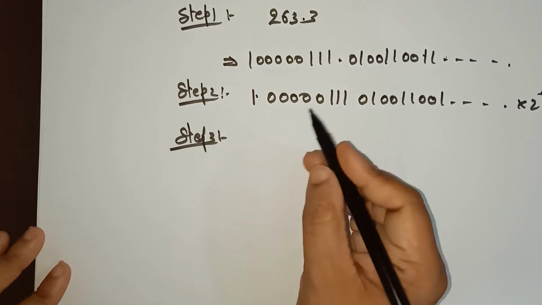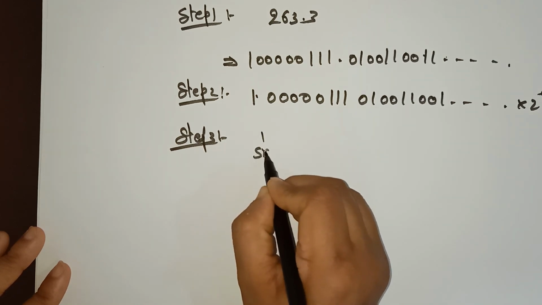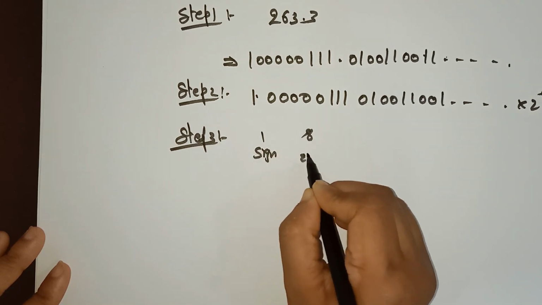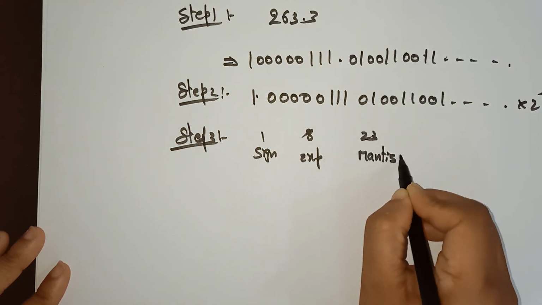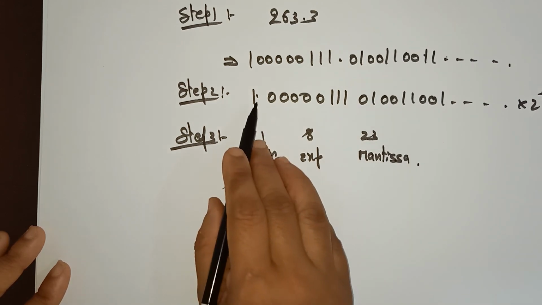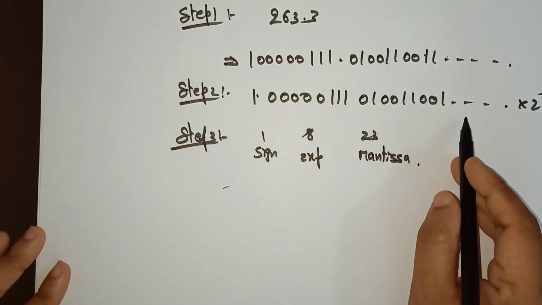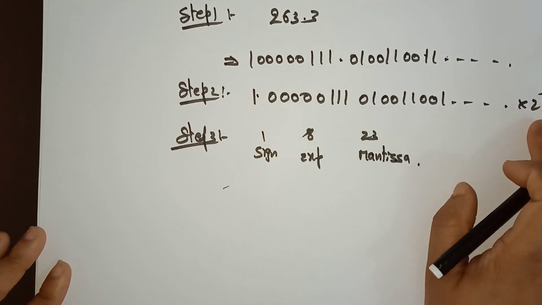Step 3 is to convert into single precision format. What is the single precision format? The first bit is the sign bit, 8 bits are the exponent, and the remaining 23 bits are the mantissa. The sign bit and the mantissa are already in binary format, but the exponent is still in decimal format.